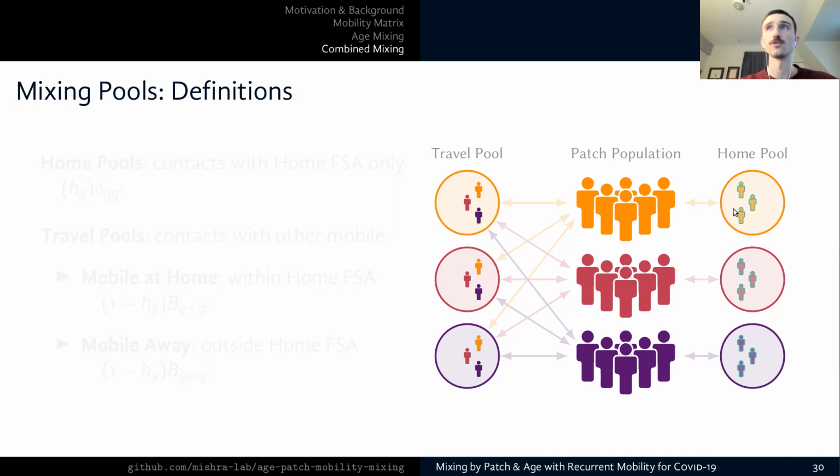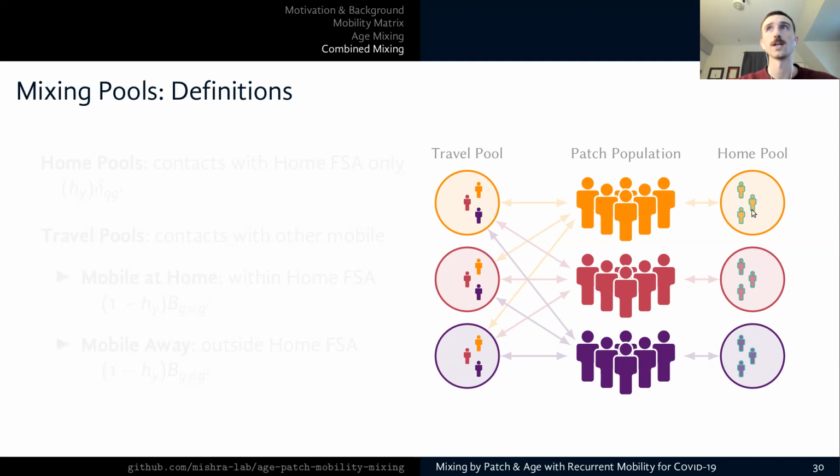And similarly, we can assume an age distribution of mixing within these home pools, but we don't allow travelers to be mixing in the home pools, whereas we do in the travel pools, of course. For our actual modeling work, we assume that only household contacts are formed within this home pool, but you can also imagine that probably the majority of school contacts also happen within my home FSA or my home patch. And so there would be justification to explore what proportion of contacts are due to travelers from other neighborhoods with respect to school contacts.